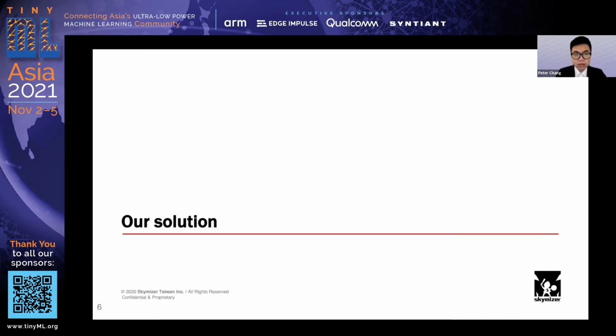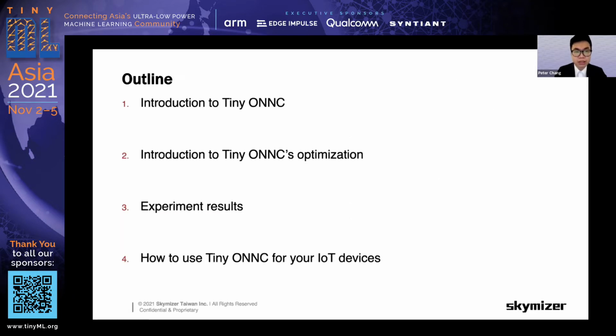So we provide our solution, Tiny ONNC. I will introduce Tiny ONNC first, and then introduce Tiny ONNC optimization, showing how to shrink memory usage without accuracy sacrifice. Then I will show some experiment results, and finally I will show you how to use Tiny ONNC for your IoT devices.